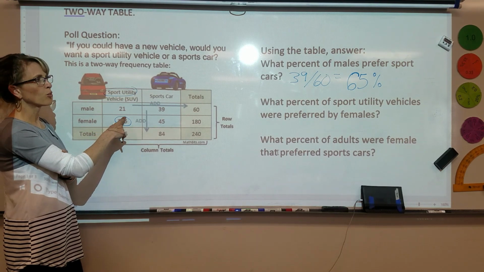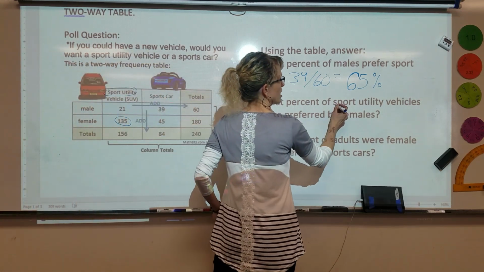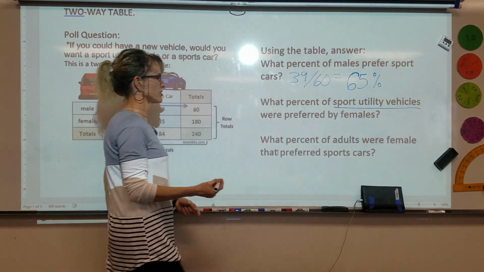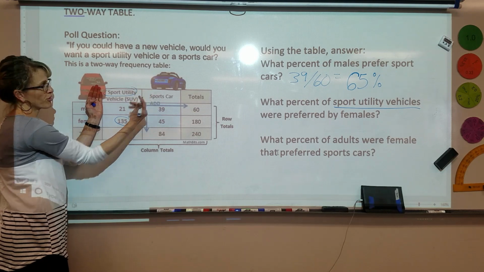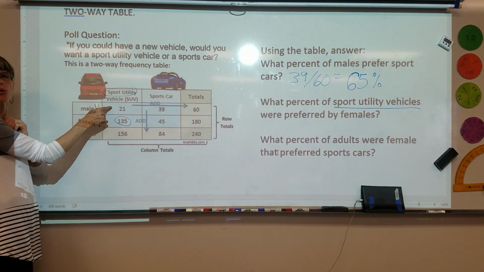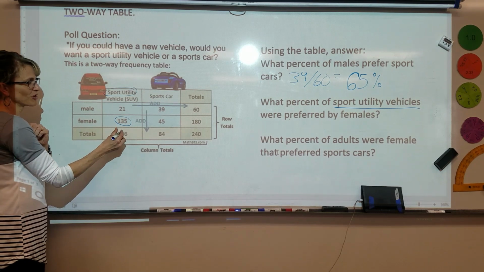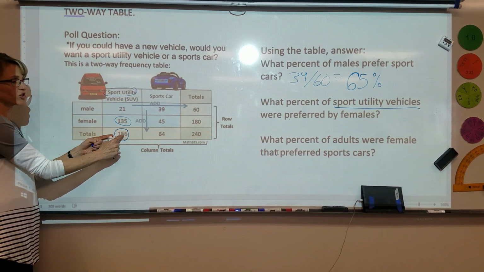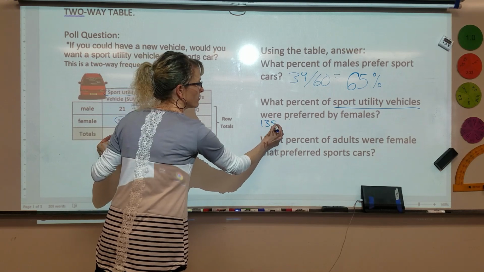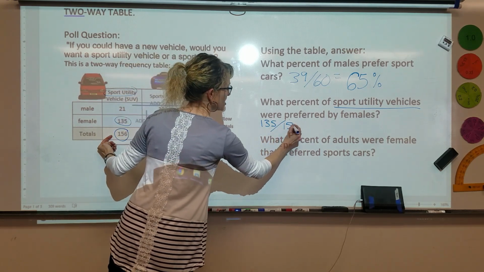Isn't it the same thing? So the wording is careful. No. What percent of sport utility vehicles, so just sport utilities, were preferred by females as opposed to by males? Rounded is 87%. That sounds more like it. So you're going to use this total. You're going to go 135 over 156.